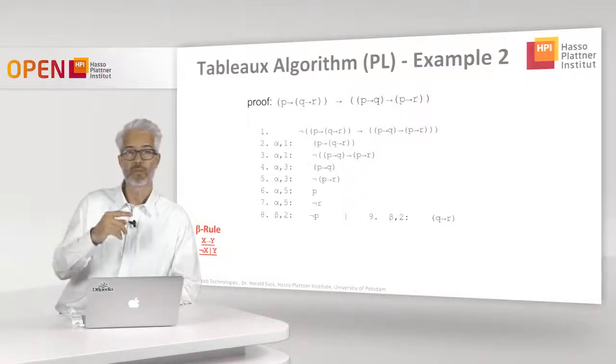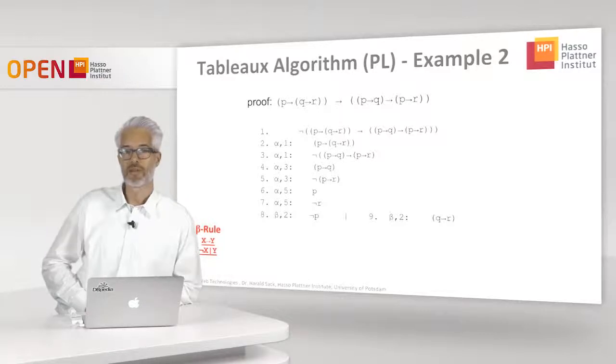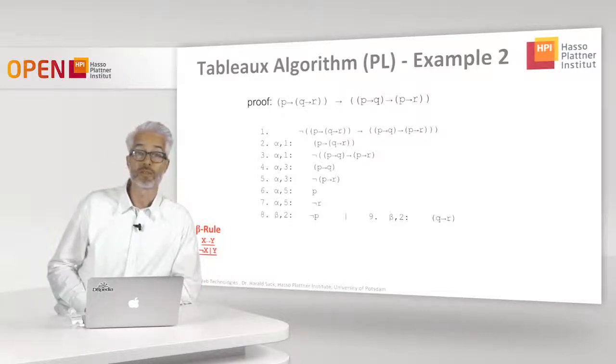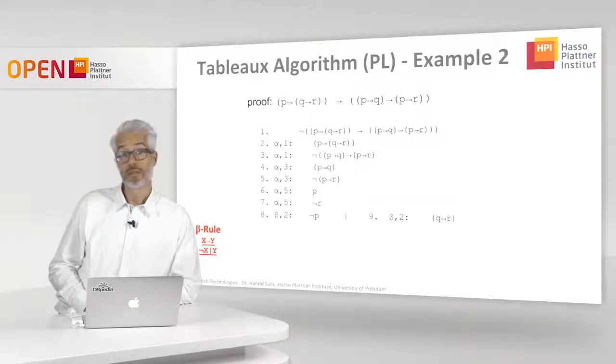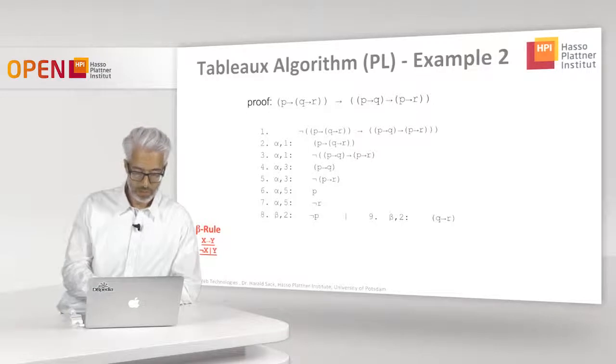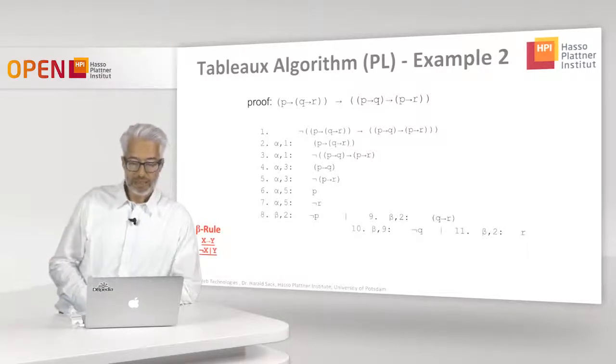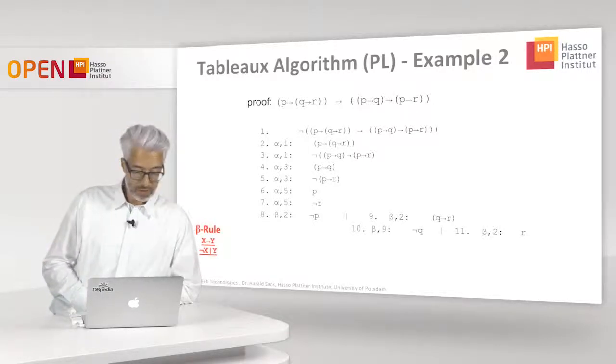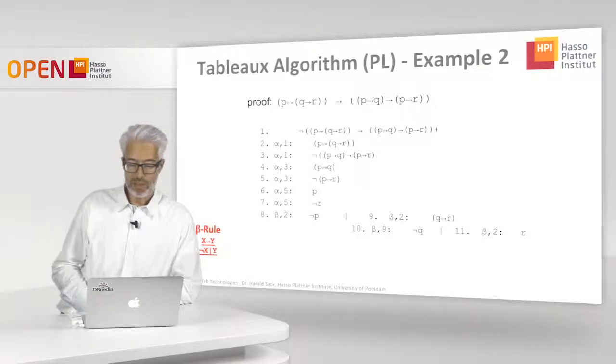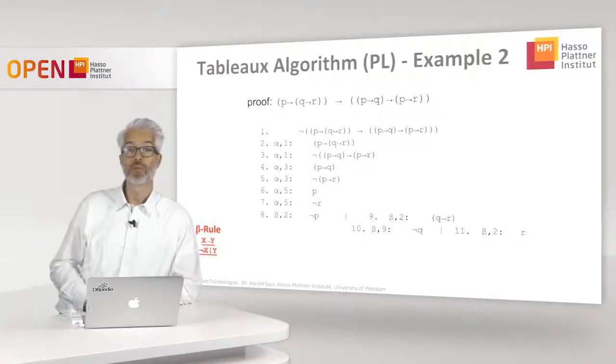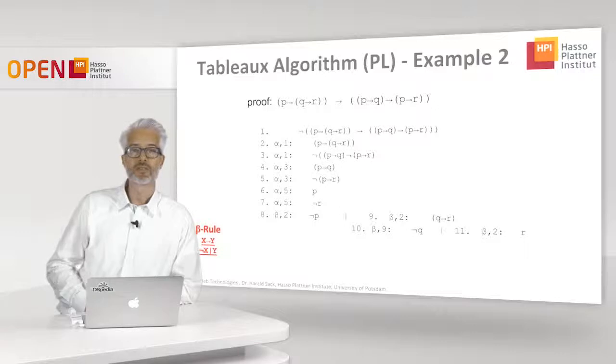The nice thing is on the right side we see already, okay, this path cannot further be extended simply because it's closed. We have P and not P there. So we consider now the second branch here. The second branch will be, we will follow number 9. Number 9 is also an implication. We use, of course, the same beta rule here, and Q implies R will become, on the one hand, not Q as number 10, and then, on the other hand, R as number 11.